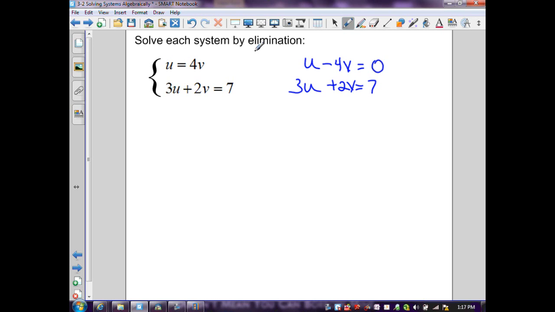If it was my choice, I would probably solve this by substitution since u is already solved for, but they want us to use elimination. So let's take a look at that method. Here, I look at my coefficients of my u, they are not opposites, and the coefficients of my v are not opposites. So I have to decide which variable I want to eliminate.